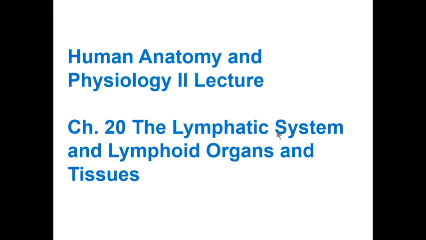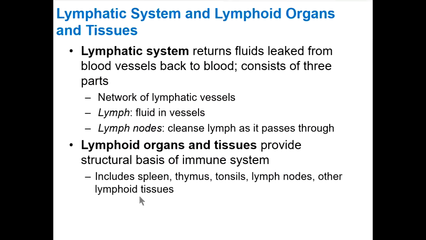Chapter 20 is on the lymphatic system and lymphoid organs and tissues. In this chapter, we're going to cover two entities that are separate, but they're related to each other. We're going to start with the lymphatic system, and the job of this system is to take fluids, our tissue fluids. Remember, fluid in our tissues comes from the blood, comes from the capillaries. So it takes these fluids and returns it to the blood, where it started from.